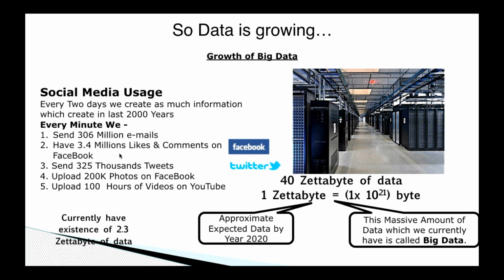So how is this data growing? You are using so many social media sites like Twitter, Facebook. Every time, you're sending 325,000 tweets, so this data is just growing. You're uploading photos on Facebook, you're uploading videos on YouTube. It's estimated that by 2020 this data is going to grow to around 40 zettabytes. So you can imagine how much data is going to be generated, and this massive amount of data is what is called big data.